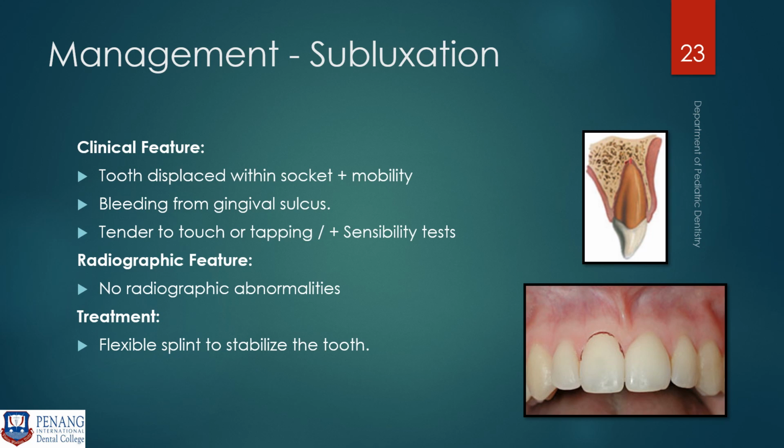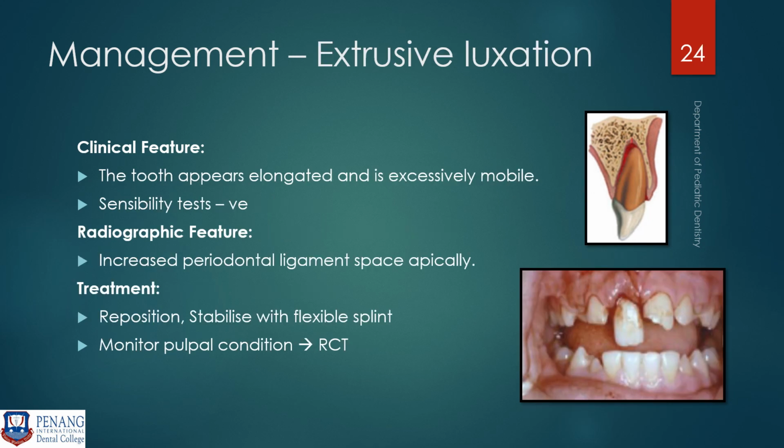So for this you need to stabilize the tooth because it is mobile. You put a flexible splint to stabilize the tooth for 2 weeks, and after 2 weeks you remove the splint and again monitor the tooth. Later in the slides, be sure to focus on the slide where we will talk about the duration of splinting and the type of splinting that we can put. For now just understand that for subluxation, splinting is required.